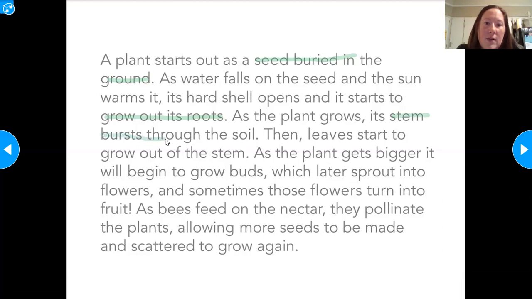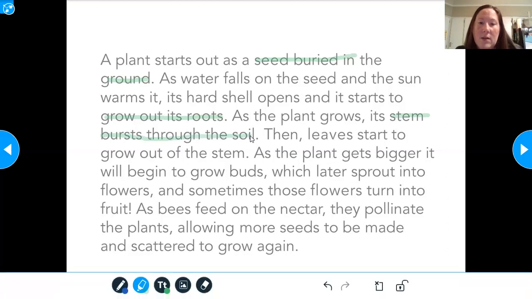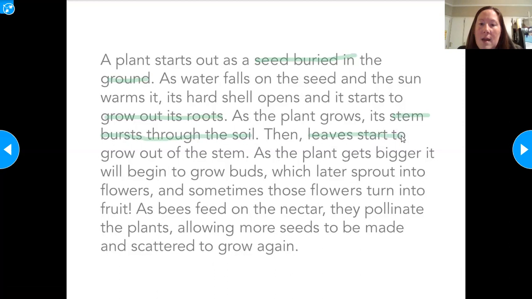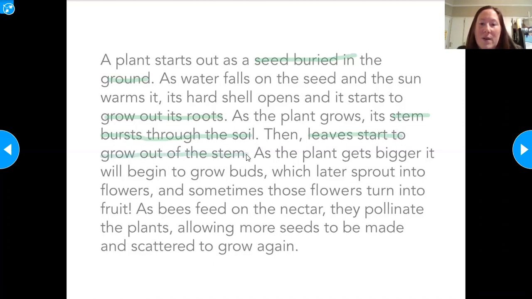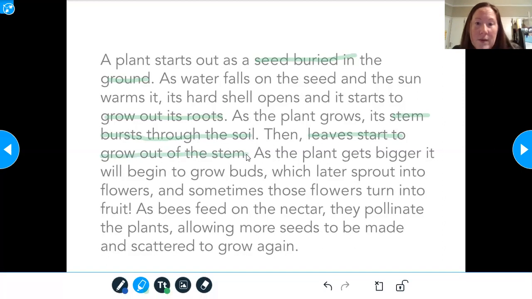I'm taking a look at my drawing from yesterday, and as I'm looking at my parts of a plant that are labeled, that's the next part. Then leaves start to grow out of the stem. So there's the leaves section. I have those on the plant that I drew yesterday, and I drew a sunflower because I really like sunflowers.